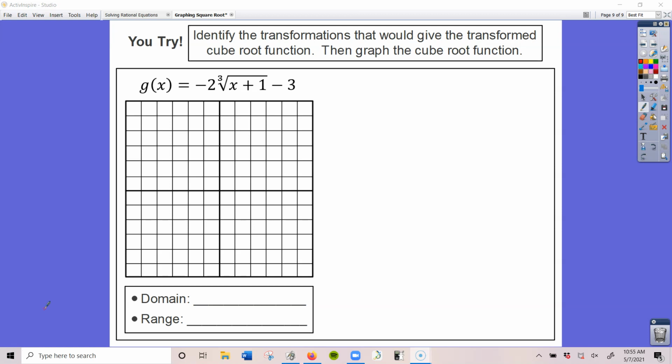Here we have the equation negative 2 times the cube root of x plus 1, minus 3. So let's write out our rules. Remember, anything inside of the radical will affect the x, so this will be x minus 1. Anything outside of the radical affects the y's, so negative 2y minus 3. Now we plug in our reference points, negative 1, negative 1, 0, 0, and 1, 1.